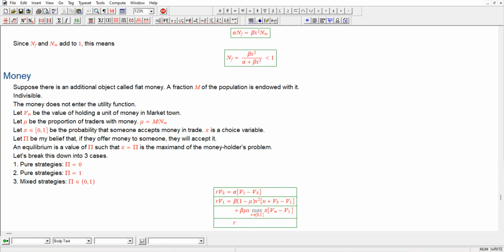Similarly, now we also have to figure out what's the value function of someone who has money, and the only interesting thing that can happen to them is that with probability beta they're matched with someone. If it's someone with money, then that's useless. They both have money, so there's nothing to trade. So then conditional on matching, with probability 1 minus mu, the person doesn't have money. And with probability x, you like their good.